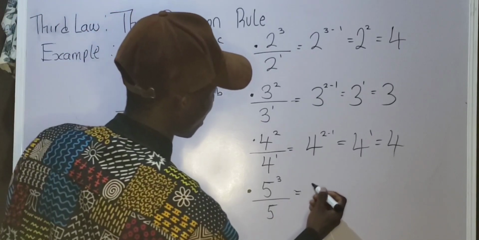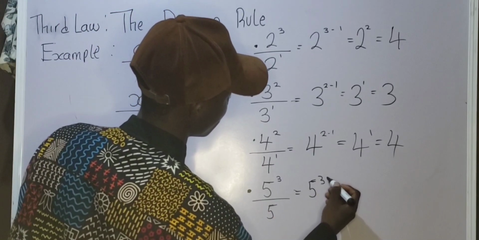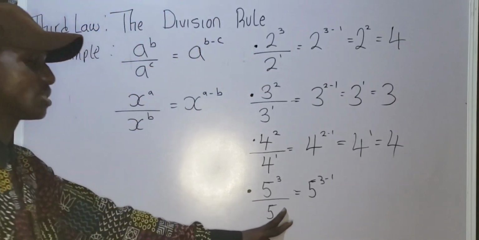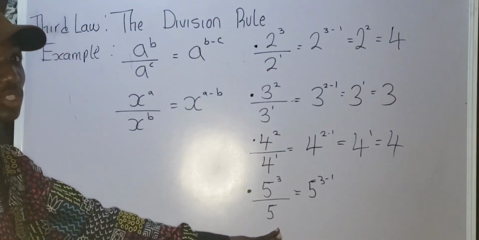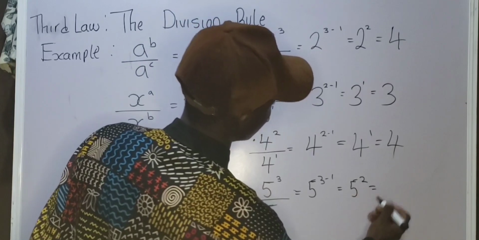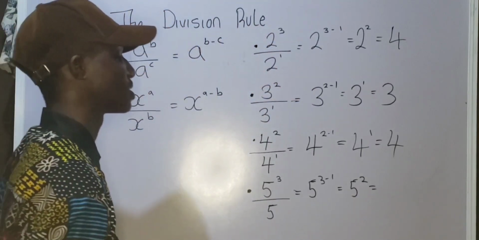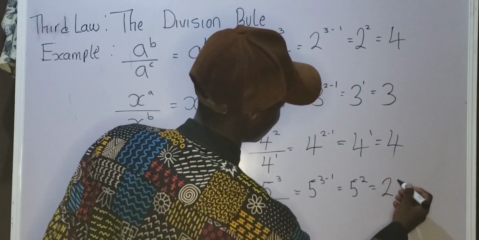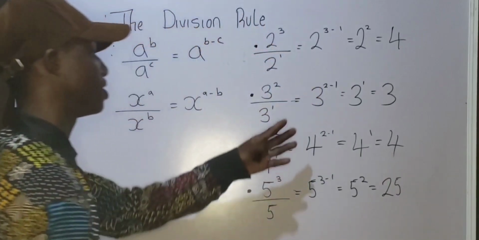So for this, I'm going to have 5 raised to the power of 3 minus 1, because there is an invisible 1 to which this 5 is raised. Are you getting it? So this is what? 5 raised to the power of 2. 5 raised to the power of 2 is 5 multiplied by 5. That is 25. So you can see how we solve the question.